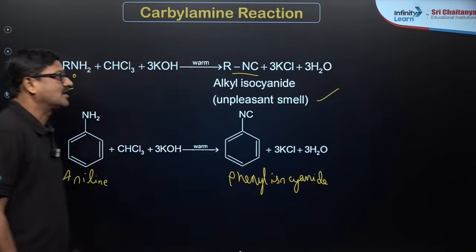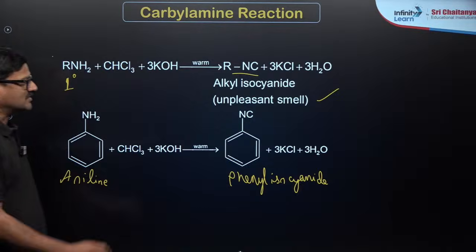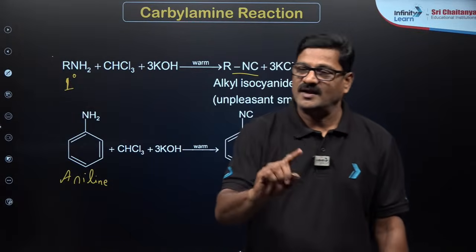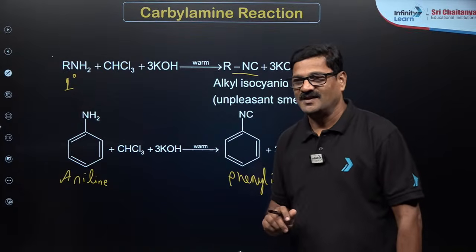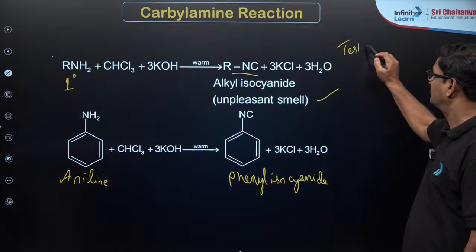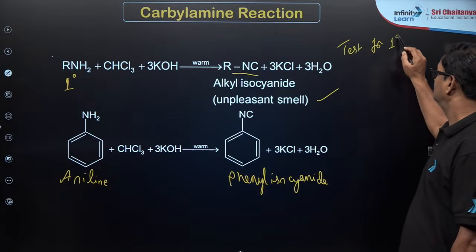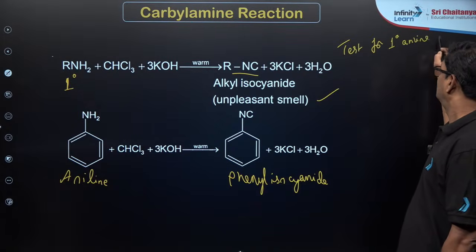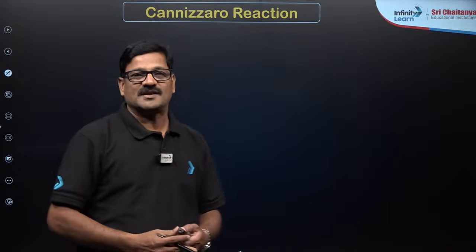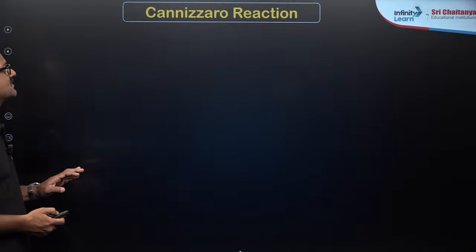Or isonitrile also you can say. Isocyanates, cyanates are said to be nitriles and isocyanates are said to be isonitriles. Like that you can just see. It is a test for primary amines. All aliphatic and aromatic primary amines are going to give this.